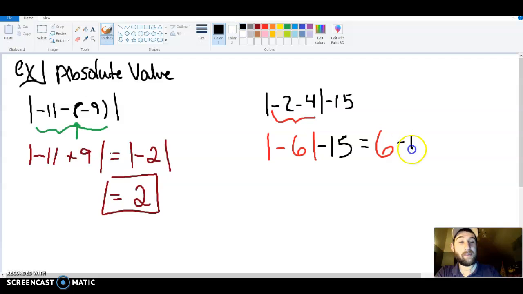But the 15 is still negative because it was outside of the absolute value, and because there are no absolute values left, we can have any kind of answer. We've already done the positive part of the absolute value. It's not there anymore. So we're just working with 6 minus 15, and if my mental math is correct here, I haven't had coffee in a little while, it should be negative 9.